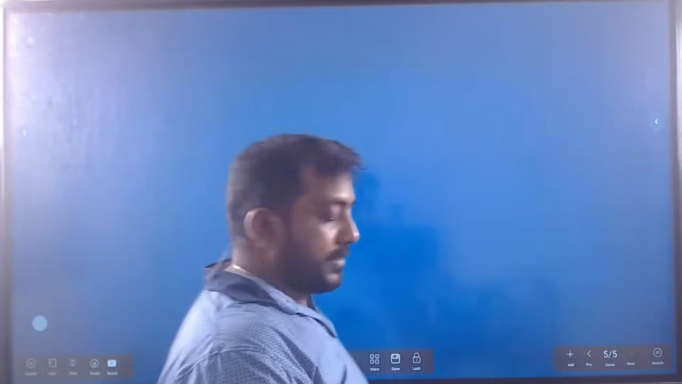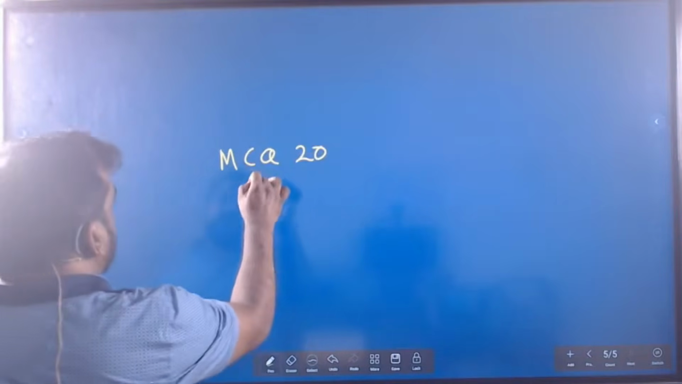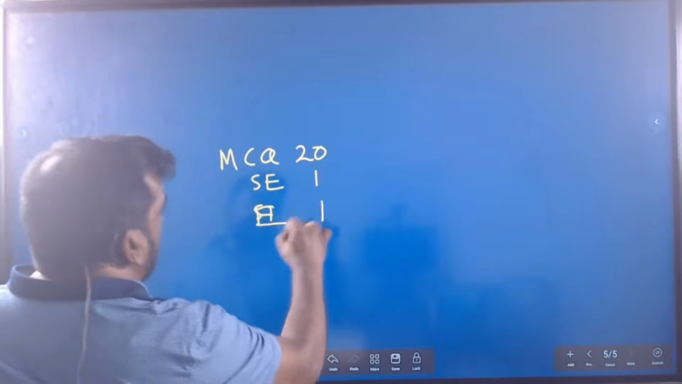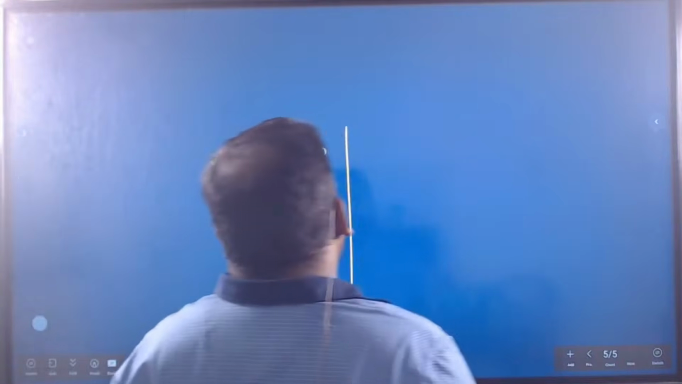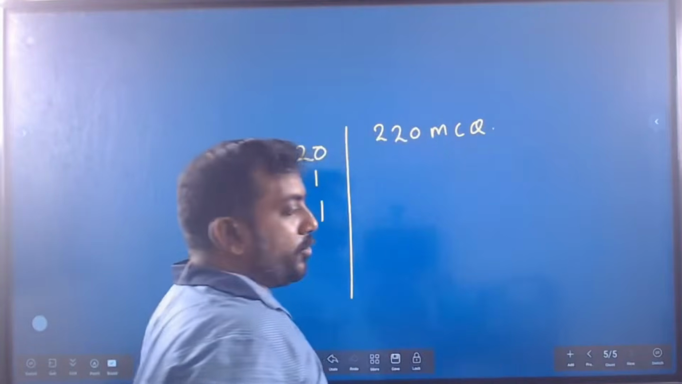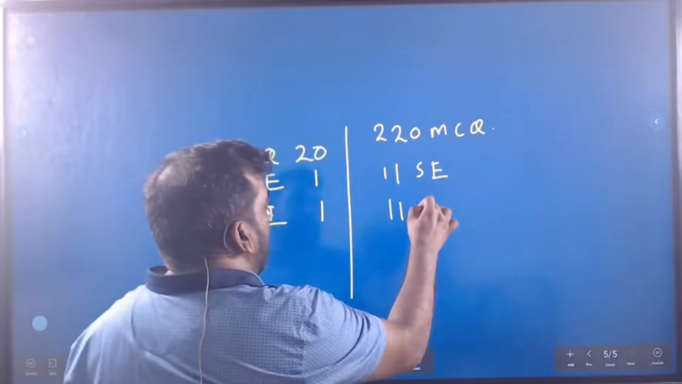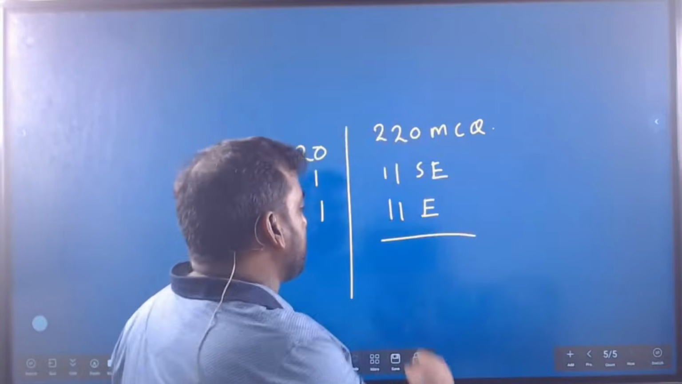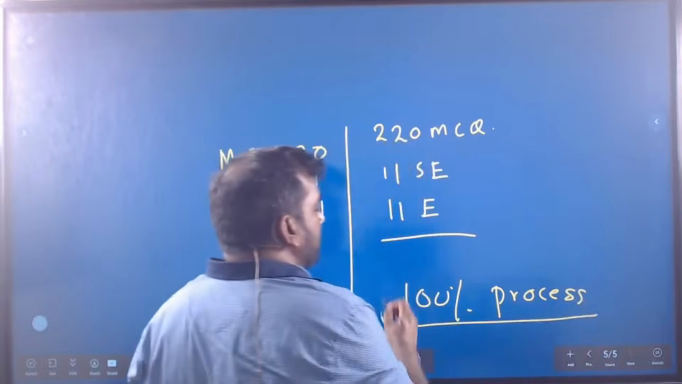So what have we done today? 20 MCQs, one structured essay, one essay. Altogether how much? 220 MCQs, 11 structured essays, 11 essays. Is that progress? This is 100% progress.